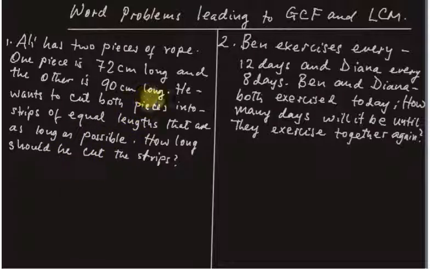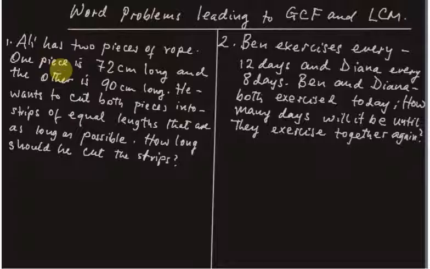Okay, now we are looking at word problems leading to G.C.F and L.C.M. We have already seen how to find the G.C.F and L.C.M of a number, and now let us look at a scenario where we apply these in everyday life. Some word problems will take us to that. How can we see the reality of G.C.F and L.C.M in our daily life?